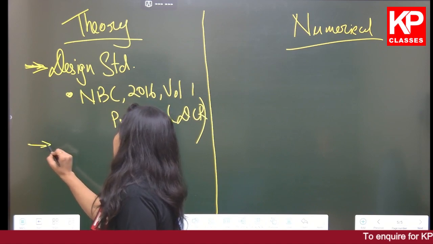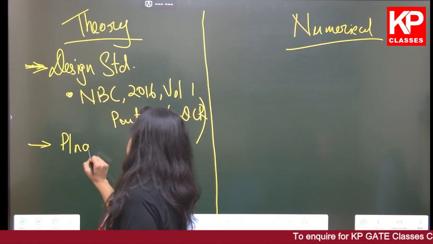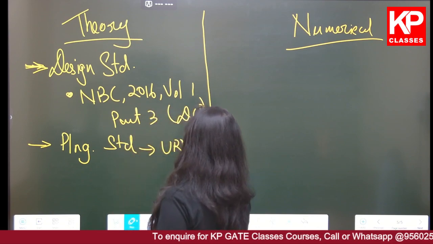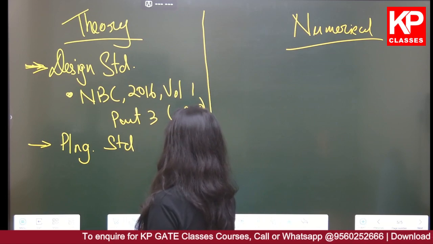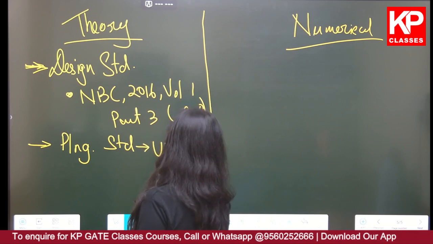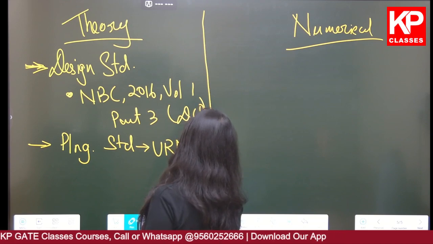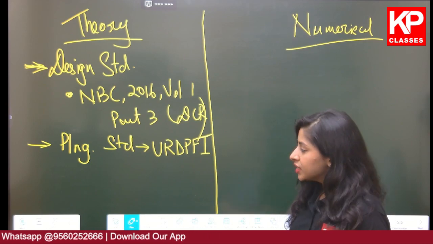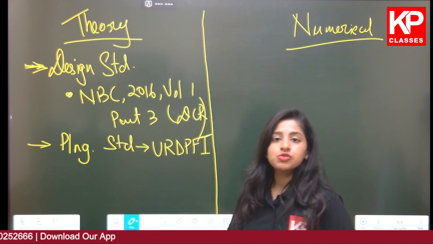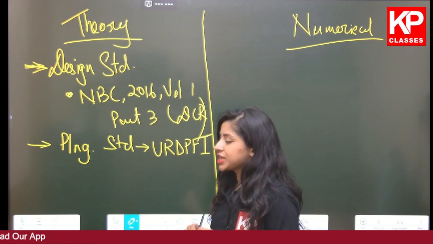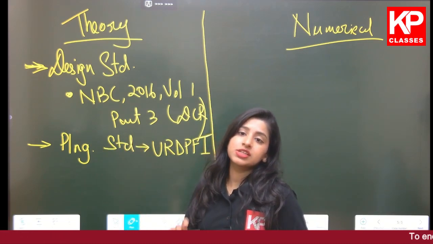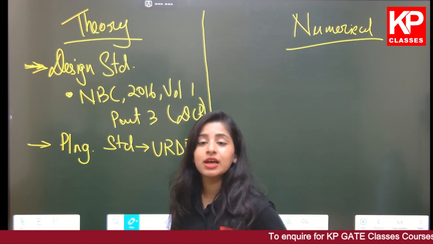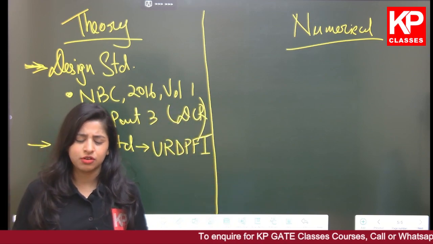Second standard is your planning standard, URDPFI. This is a book which has different standards for your planning section, URDPFI. So again, go to the URDPFI and try to see, let me give you a few examples. For example, in a town, what percentage of the town should be dedicated to a residential area? What percentage of the town should be dedicated to the green areas? What percentage of the town should be dedicated to, let's say, commercial areas?